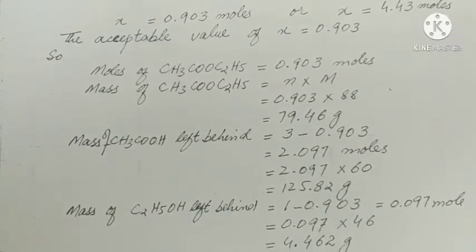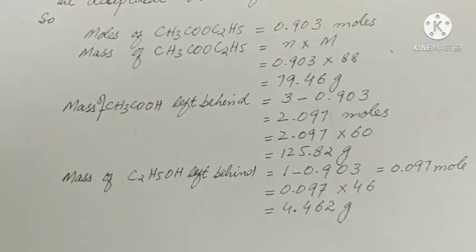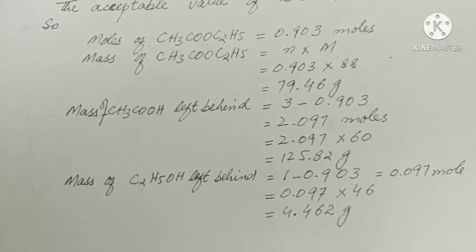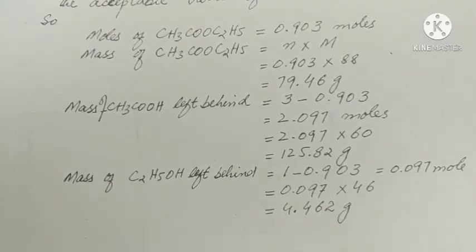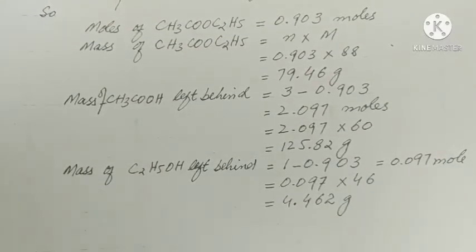Then the mass of acetic acid left behind. Initially the acetic acid taken was 3 moles, minus 0.903 moles, which is 2.097 moles, and for mass multiply this number of moles with the molar mass, that is 60, which gives 125.82 gram. Mass of ethyl alcohol left behind: 1 mole was taken and 0.903 moles reacted. The number of moles left behind is 0.097 moles. Multiply with 46 to calculate the mass of ethyl alcohol, which is 4.462 gram.